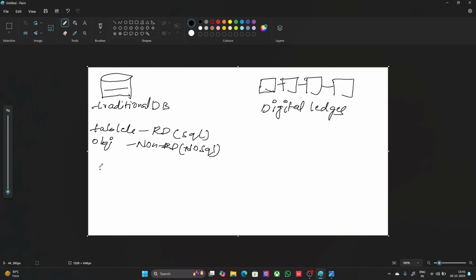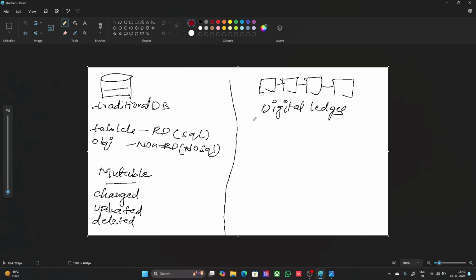The data which are stored in our traditional databases are mutable. What do I mean by mutable? Mutable means once the data is written in the tables or objects, they can be changed, updated, or even deleted.